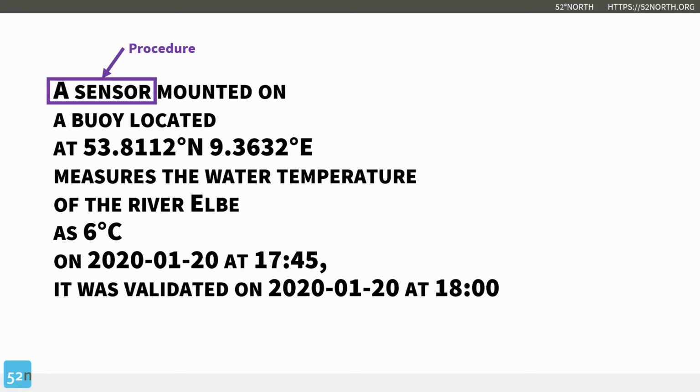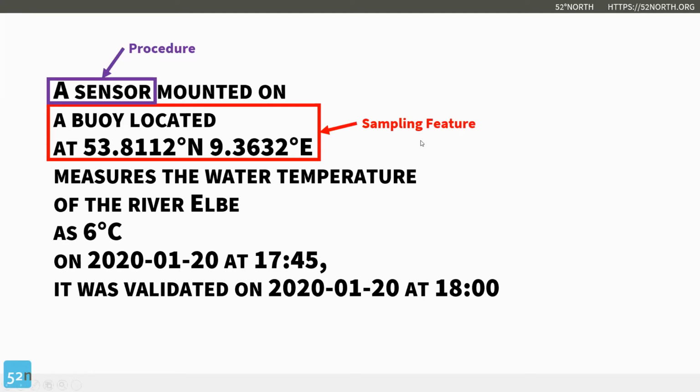So for example, it could be just a reference to a sensor. It could be an identifier of a specific sensor system. It could also be a reference to an algorithm which we use for calculating an hourly mean for rainfall. So that's our procedure, the way the data was generated. Then we need some information: where was this measurement taken? That's our so-called sampling feature.